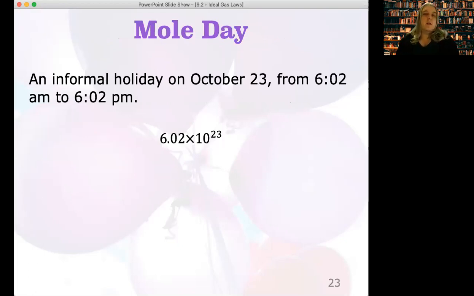This has nothing to do with anything of importance, but it's just a fun little bit of trivia. And some people find that it helps them remember the value, although again, as with all constants, you will be given these constants when you need them. But on the 23rd of October, from 6:02 AM to 6:02 PM, we celebrate Mole Day. I say we celebrate, I don't personally celebrate it in any real sense. It's just a fun thing to remember on the day. And of course, that is because 6:02 is the value 6.02, and 10 to the 23 is our scientific notation. So October being the 10th month and 23rd day, 10/23.